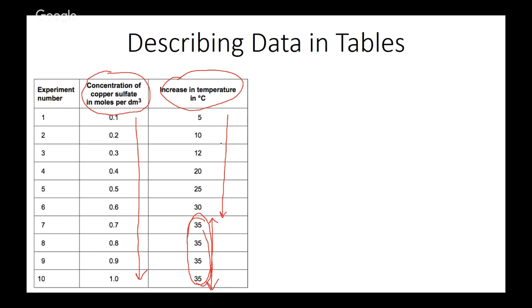And secondly, just like you would in a case study question in an ISA, look out for the anomaly. So this is going up in 5s apart from at this point here. So we can talk about this being an anomaly. So just treat these a little bit like the case studies and you can't go wrong.